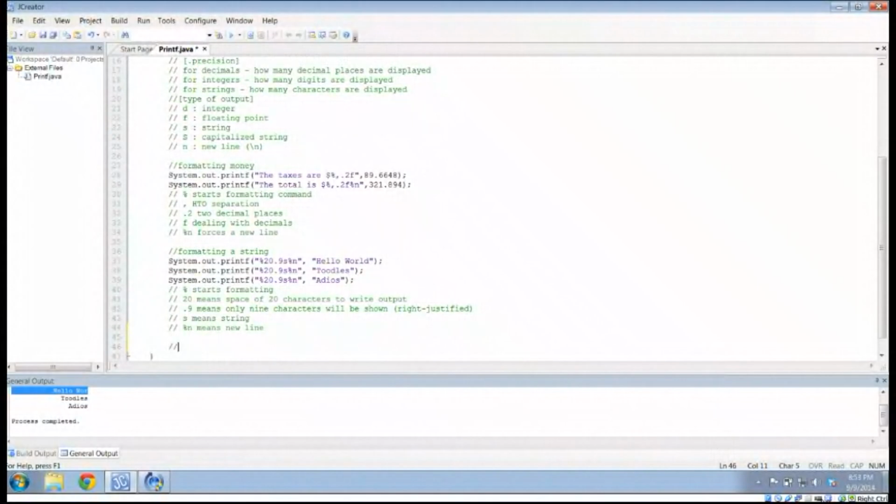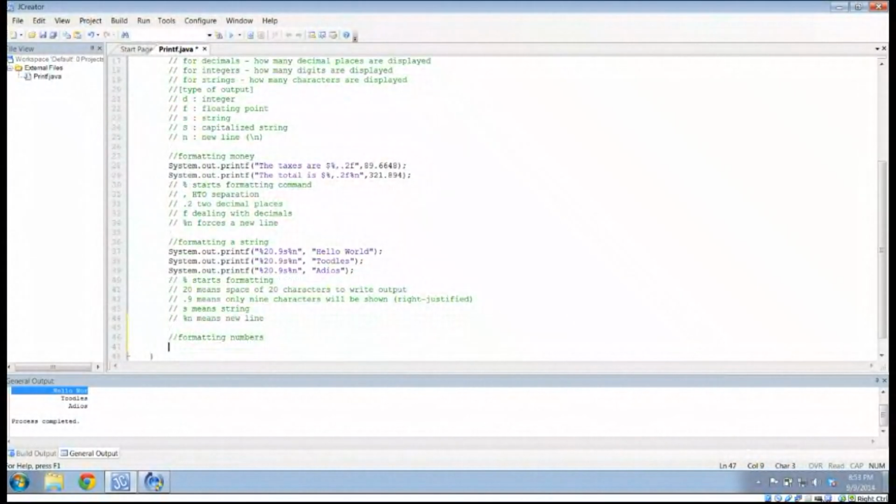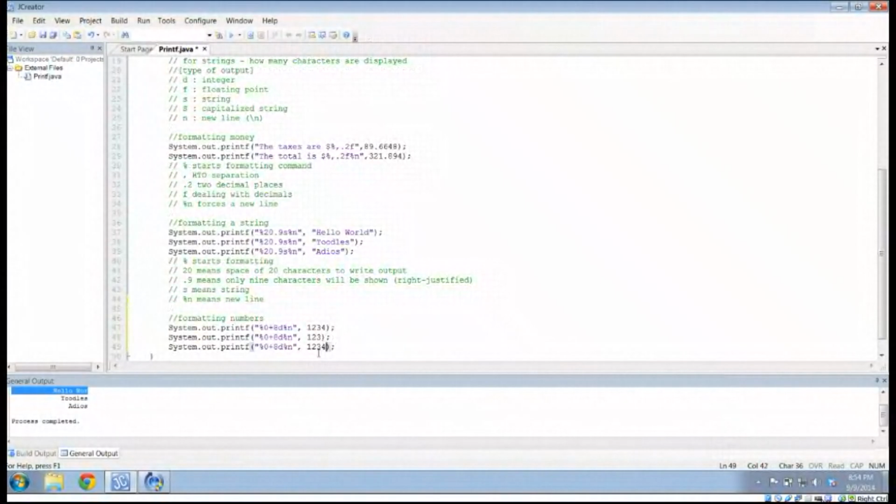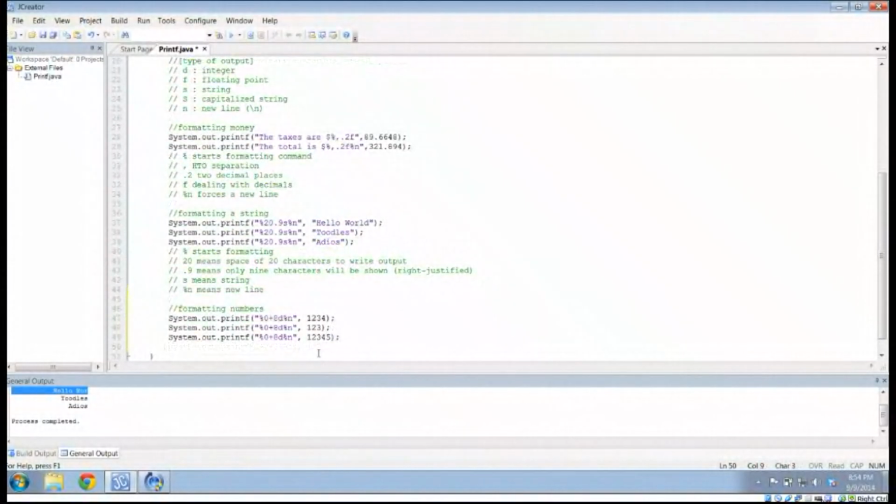So the last thing that I want to talk about is formatting numbers. So I'm going to do system.out.printf, and I want to print the following. I'm going to have %0+8d %n, and I want to print 1, 2, 3, 4. And I want to do the same line of code with different values. So I'm going to do it again, this time with 1, 2, 3, and then I'm going to do it again with 1, 2, 3, 4, 5.